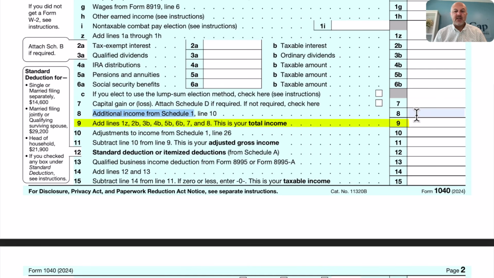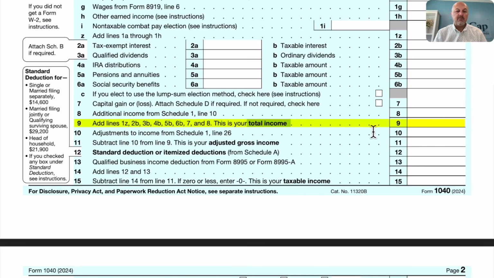Okay. The next category is your total income. So this is going to sum all of your income that we just went over. It's going to have your W-2 income, any interest income, any dividends you received, any IRA distributions, Social Security income, capital gains from things that you've sold, K-1s from partnerships and S corporations or side hustles. All that stuff is going to be summed up right here to get to your total income on line number 9.